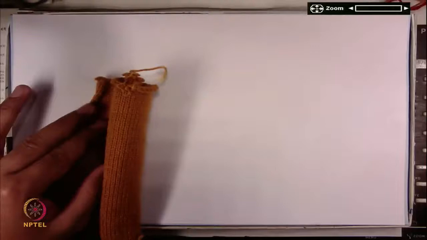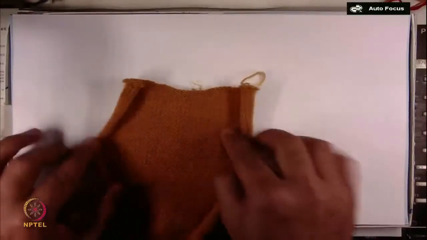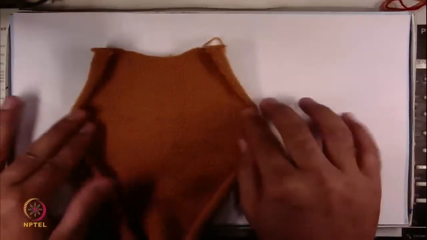Okay, so this is the normal knit fabric structures. In knitting, I have also introduced you to two types of knitting fabrics. One was weft knit fabrics, and the other one was warp knit fabrics, which is not that extensible. So you can see here, this is the warp knit fabrics.